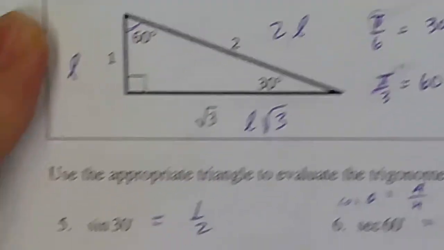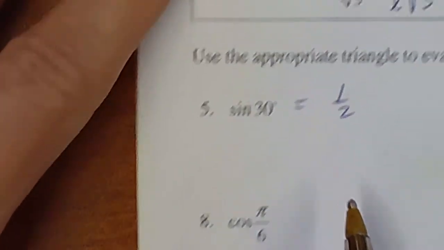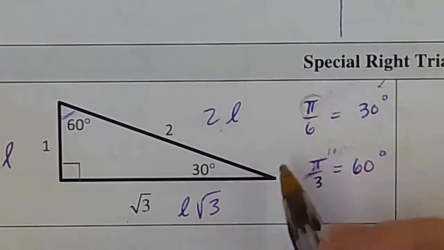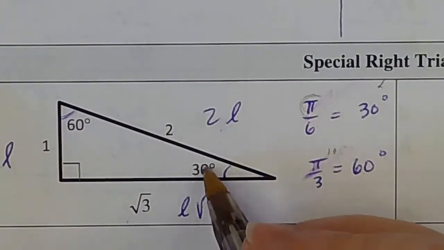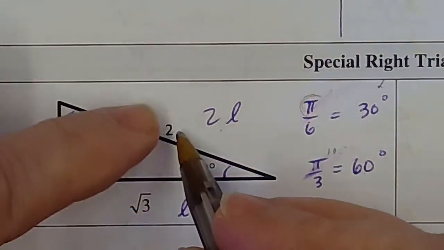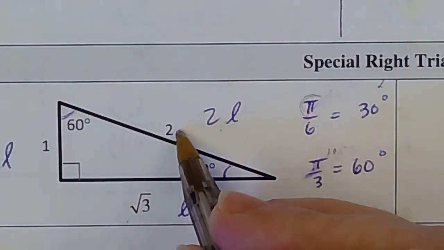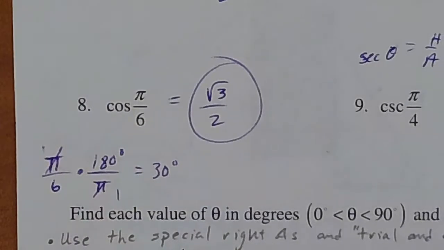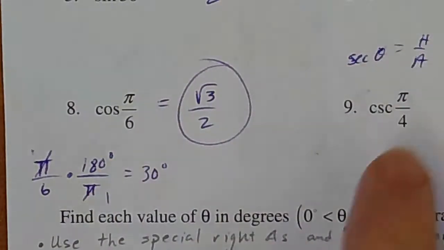Okay, so number 8 calls for the cosine of pi over 6. So where's pi over 6? It's right here. It's the smaller angle. So now that I know that and I have the location of this, then this is the adjacent side and this is the hypotenuse. All right, so the answer to that is going to be square root of 3 over 2. And that's it. Don't need to rationalize that or anything. That's the answer. Okay, so 9 and 10 also are relating common angles to these triangles.